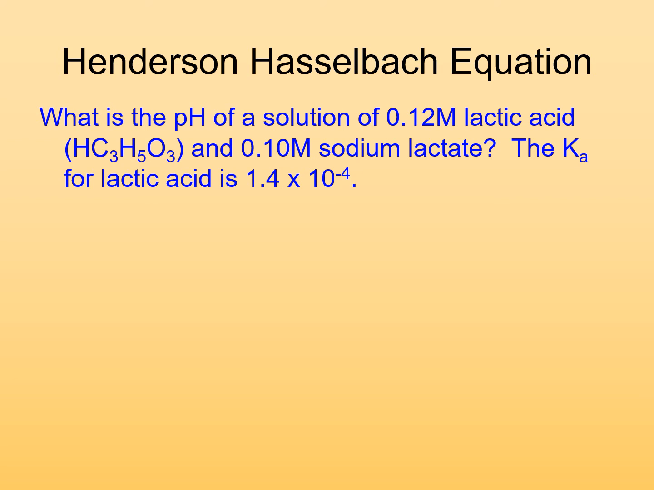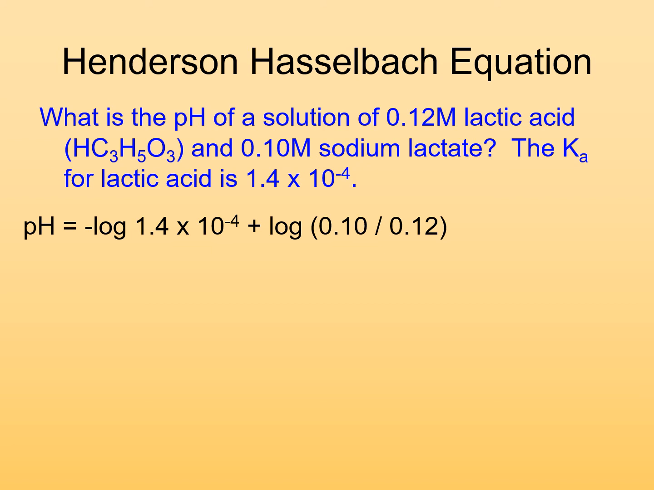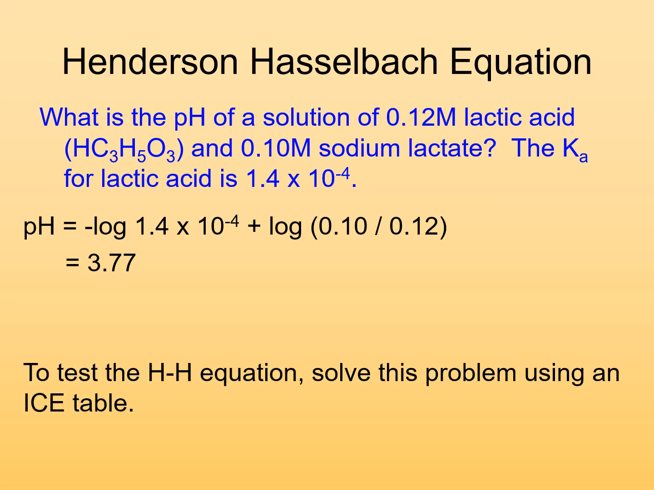So our pH is going to be equal to our pKa, so the negative log of the Ka, which is the 1.4 times 10 to the negative fourth, plus the log of the base, so the lactate ion, which is going to be 0.10, over our acid, which is going to be the 0.12. So this would be our initial setup when we plug everything in. And when you punch that in the calculator, you get a pH of about 3.77. You could solve this with an ice table, and you will get about the same answer. I solved it with an ice table on my paper, and I got a pH of 3.78. So very similar, but this requires a little bit less work.